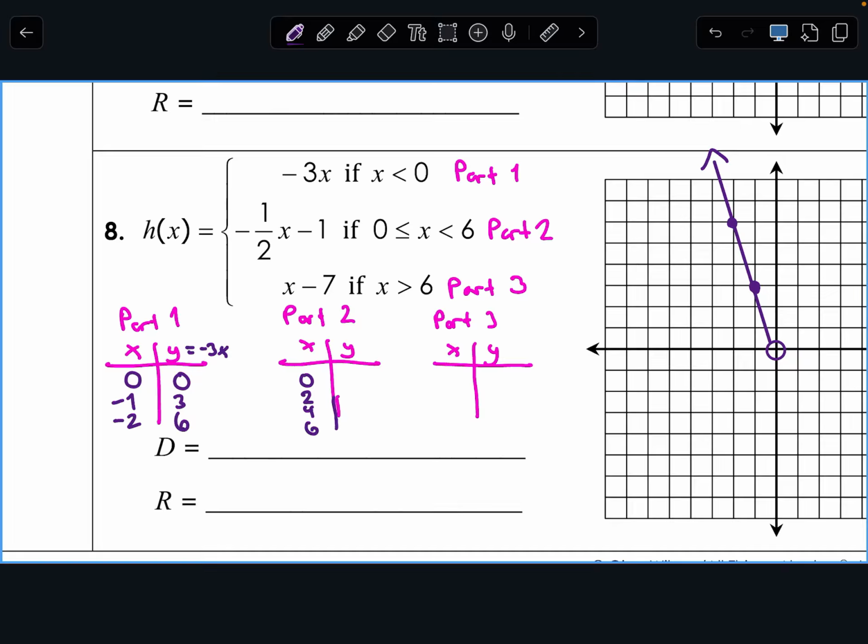Y'all understand why I'm doing even numbers instead of like 3? Because again, I'm looking at the slope. The slope says -1/2, right?